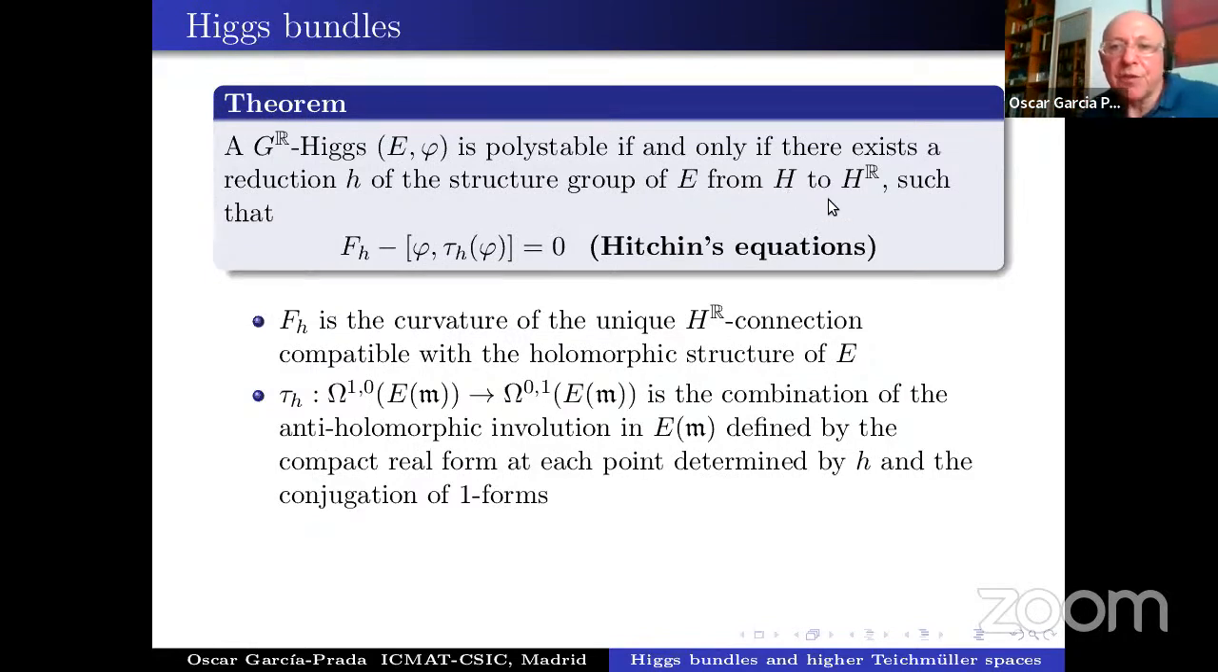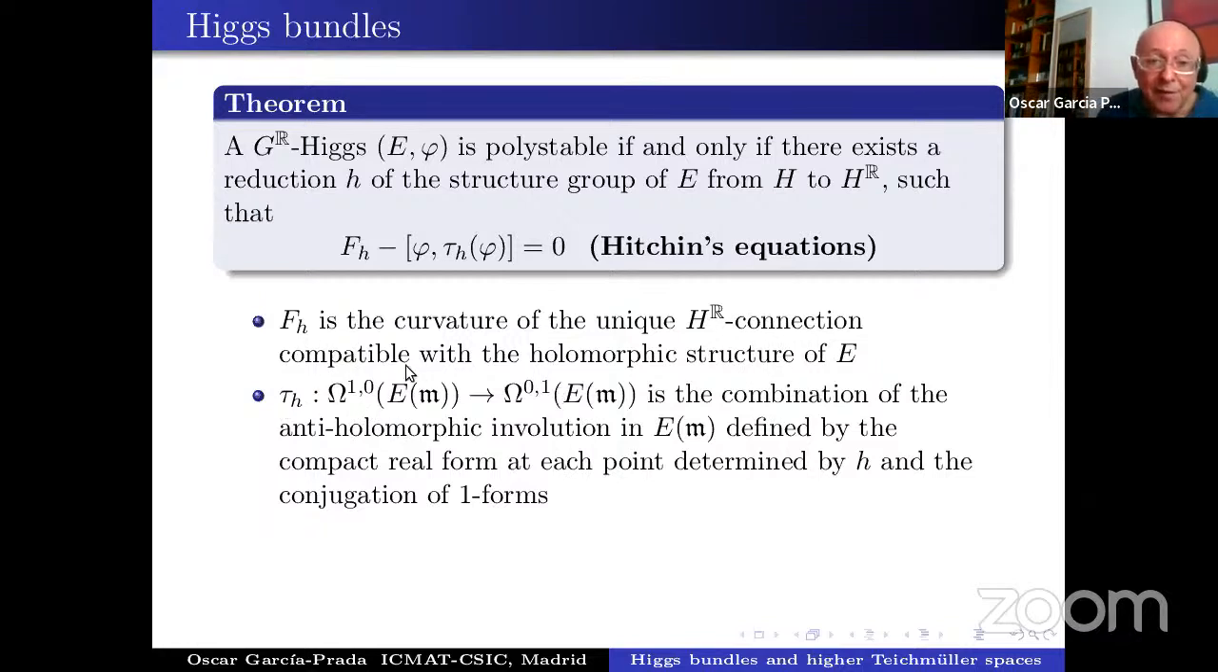So the general situation is a reduction from H to HR, of this bundle, and that reduction has to satisfy the Hitchin equations. And here, FH is the curvature of the unique Chern connection that one has on this holomorphic bundle. Once you have the metric, it's the unique connection compatible with the reduction and the holomorphic structure. And then this here is a conjugation operation that involves both the fact that you have a real form and a particular conjugation there, and the conjugation that takes you from 1-0 forms to 0-1 forms.